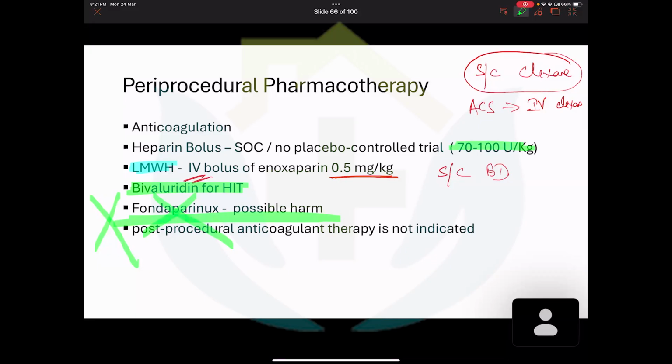70 to 100 units per kg. I also remember it as an 80 units per kg bolus followed by 18 units per kg per hour maintenance. The unfractionated heparin thing.